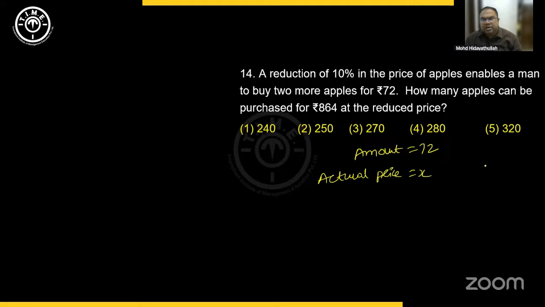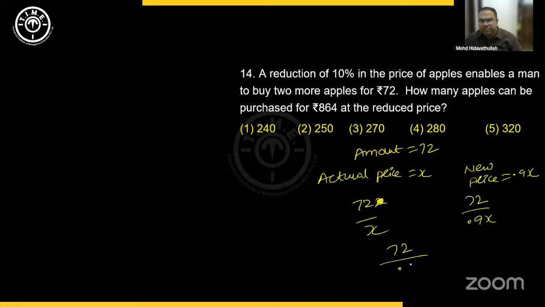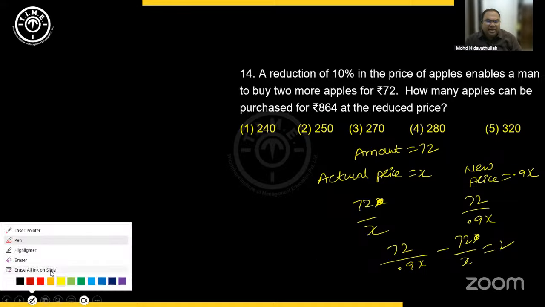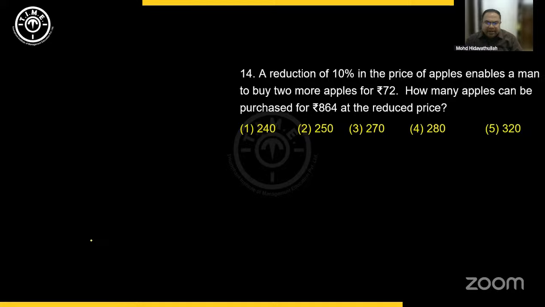X. New price with 10% reduction is 0.9x. As price reduced, I am getting 2 apples more. Here, how many apples I'll get? 72 by X. Here, 72 by 0.9x. The difference must be equal to how many apples I am getting more? 2 apples. You can solve this, but let us not get into all those.